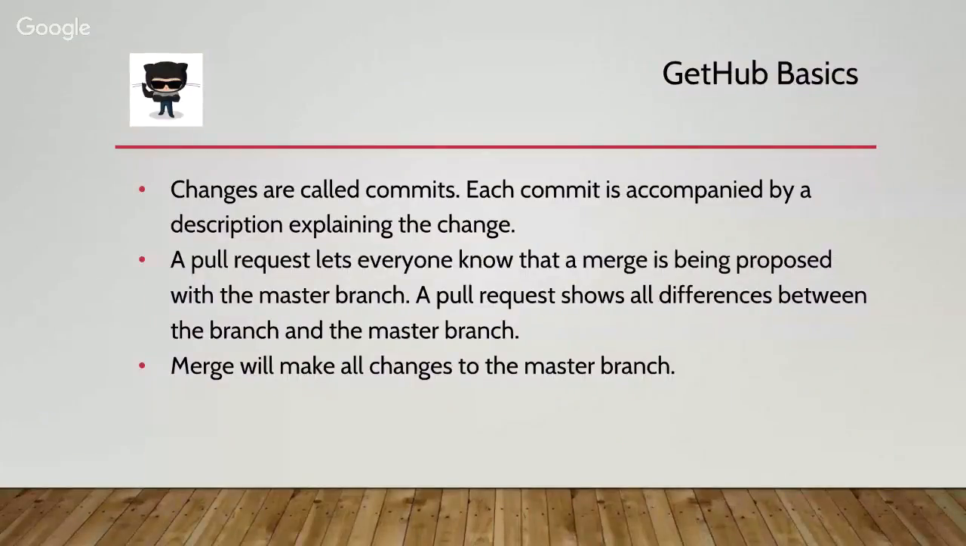Some of the basics of GitHub are that your changes are called commits. Each commit is accompanied by a description explaining what the change is. A pull request lets everyone know that a merge is being proposed. It shows all the differences between the branch that you've created and the master branch. The merge will make any changes official to the master branch.